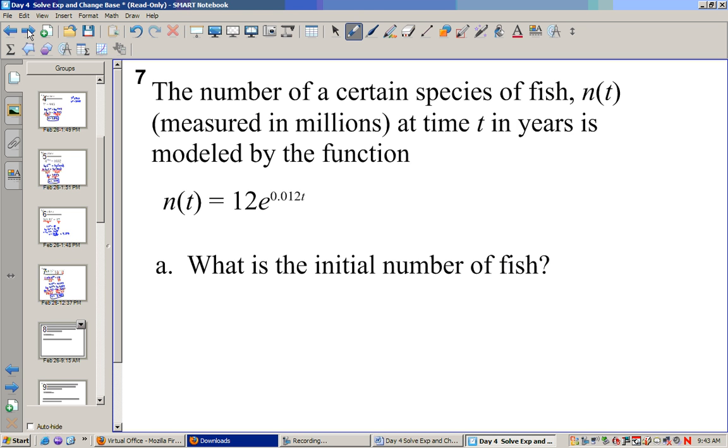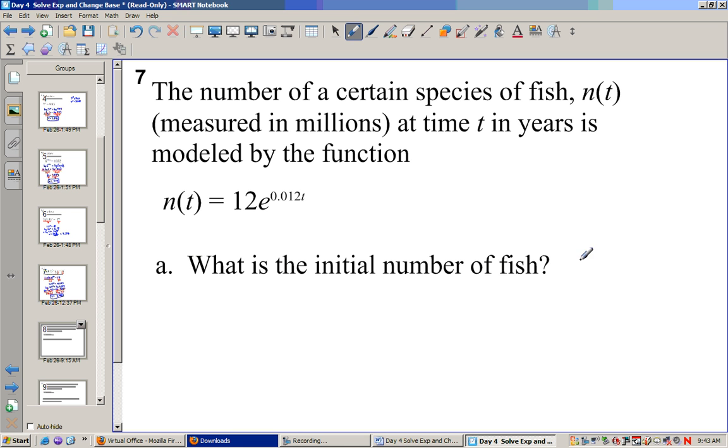Alright, so here's a situation. The number of certain species of fish, N of t, is measured in millions at time t in years, and is modeled by the function N of t is equal to 12 times e to the 0.012 t. What is the initial number of fish?